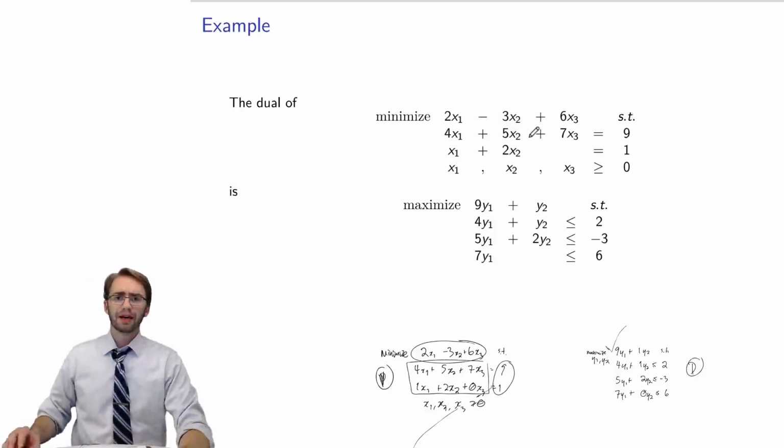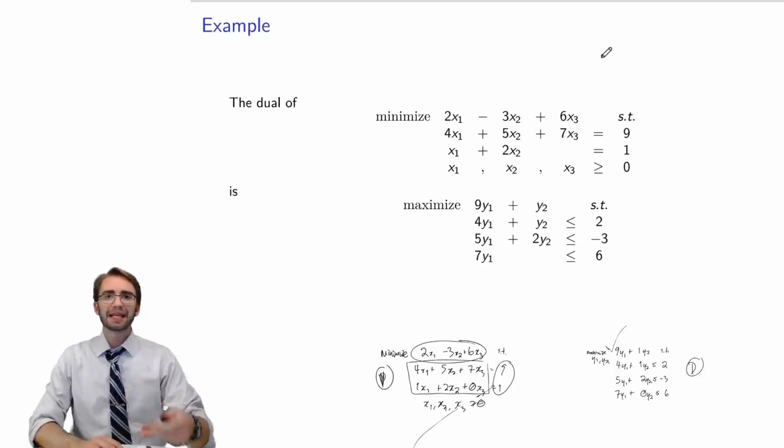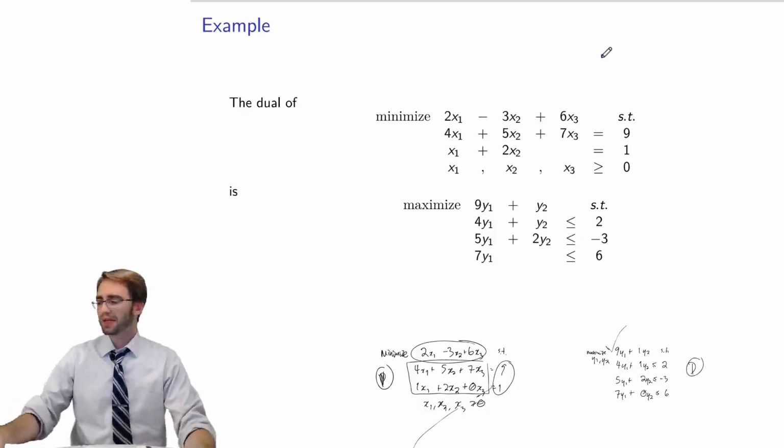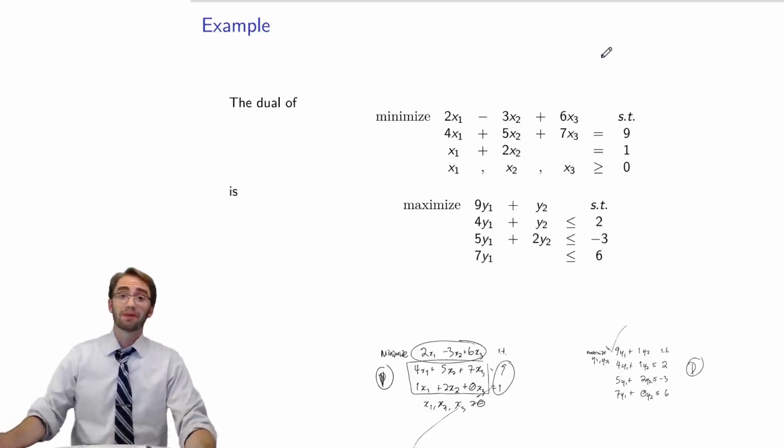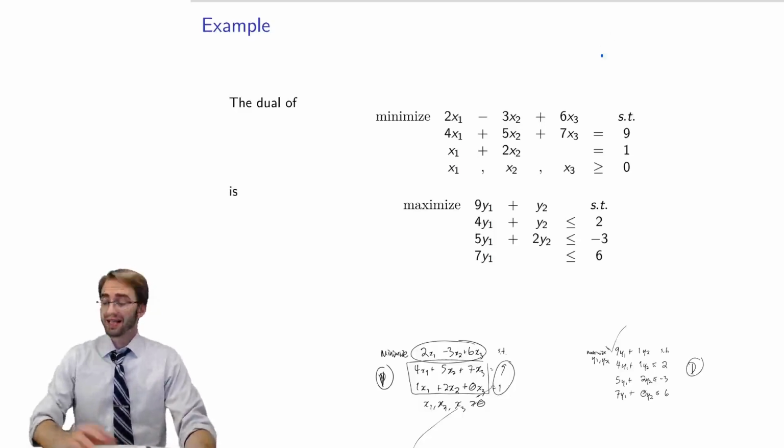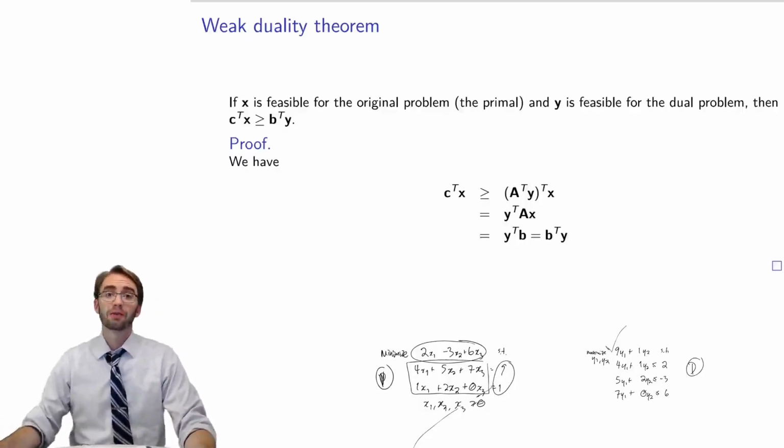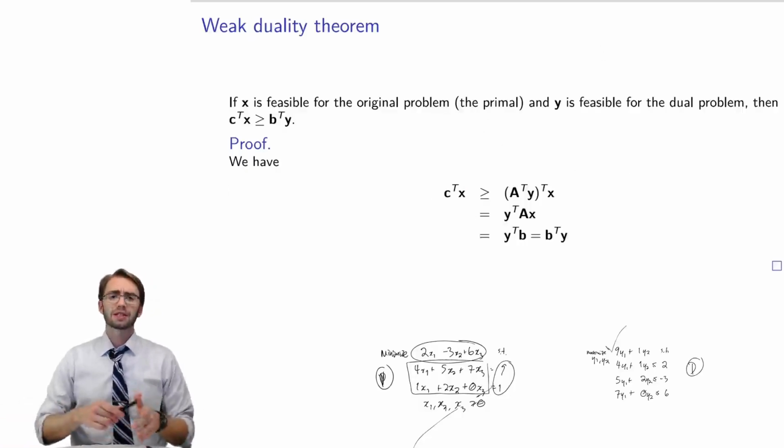Okay, now I've constructed these two linear programs. I haven't established any kind of functional relationship between them, right? And we wouldn't expect there to be one, but there actually is, and it's pretty incredible. We'll begin with something that's not so remarkable. It's called the weak duality theorem.